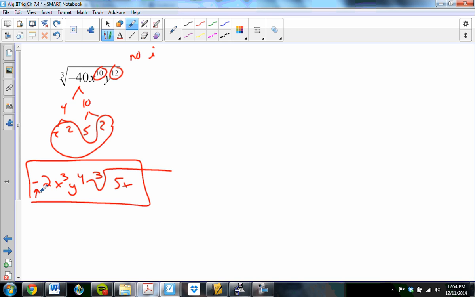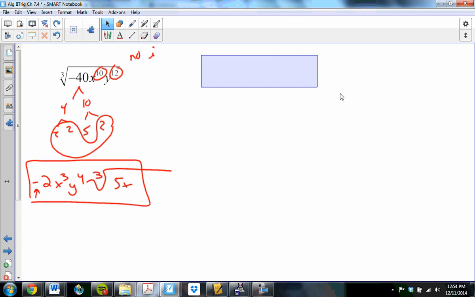The negative can just come out, but if I was doing a fourth root of that, it would all be different. I would pull out an i instead of a negative. That takes care of it.